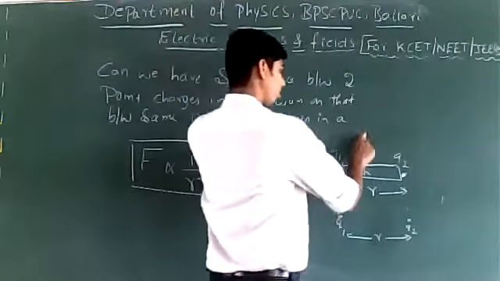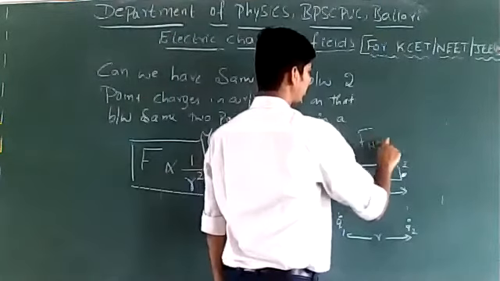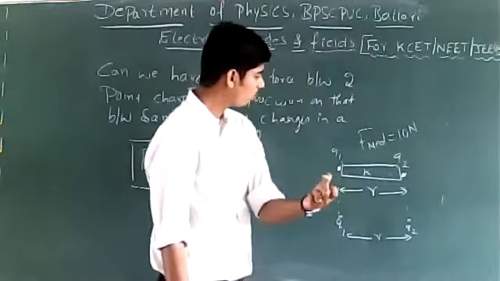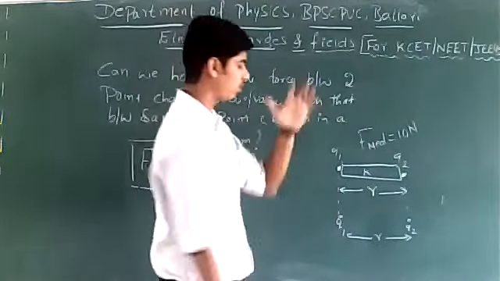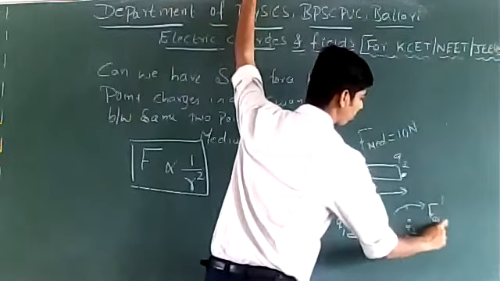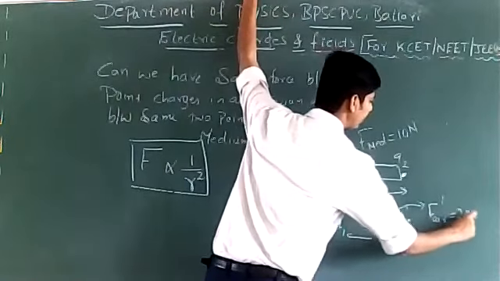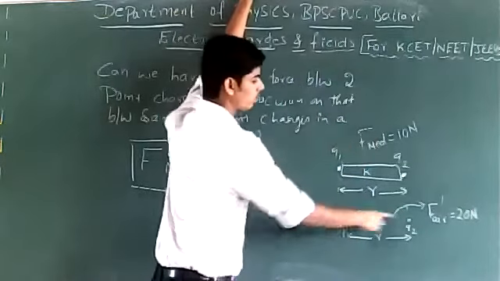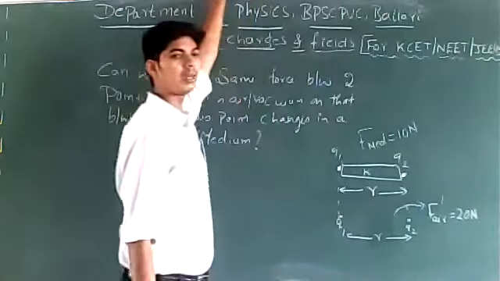Okay, suppose the force between two charges in presence of medium was 10 newton. Once I remove the medium between the two charges, let us suppose the force between two charges in presence of air or vacuum becomes 20 newton. Once I remove the medium, let us suppose the force between the 2 point charges becomes 20 newton.